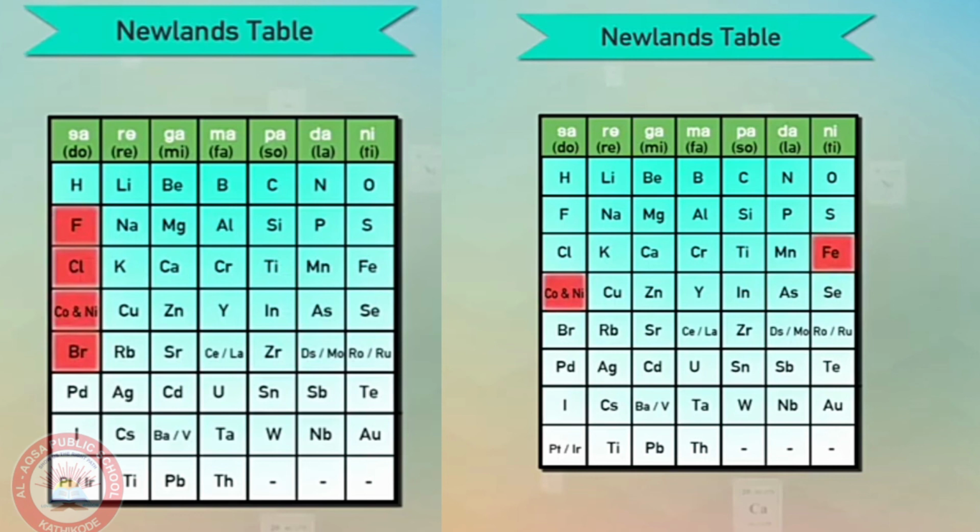The same way, if you are observing the second picture, we can see that iron, which resembles cobalt and nickel in properties, has been placed far away from these elements. So, we can conclude that Newland's law of octaves worked well with lighter elements only.